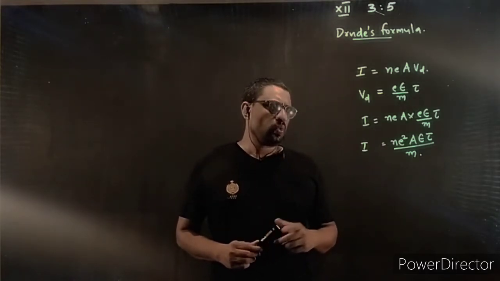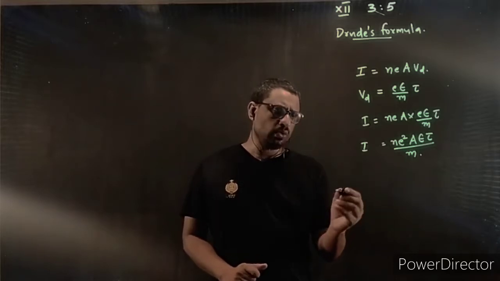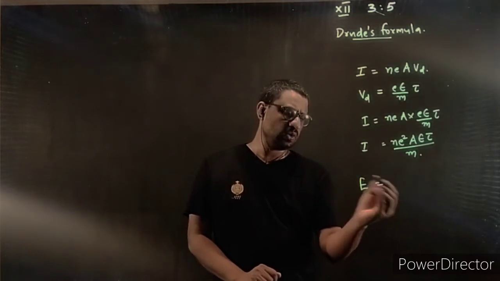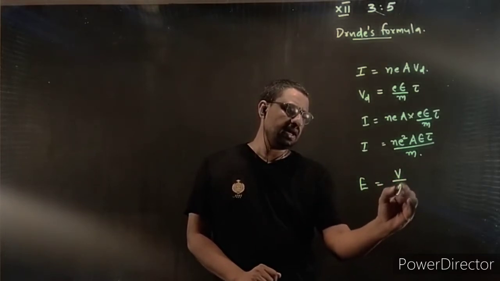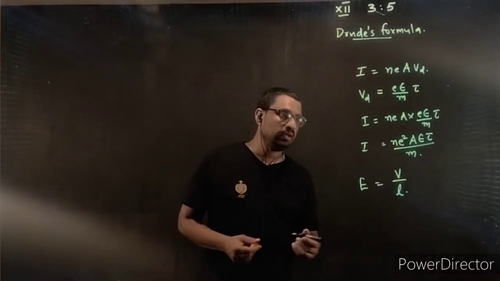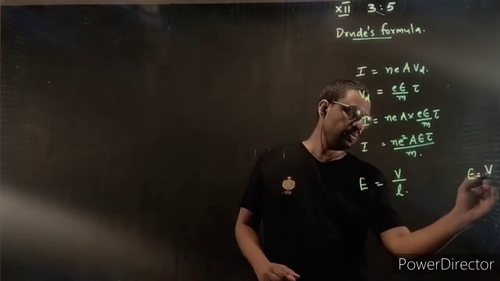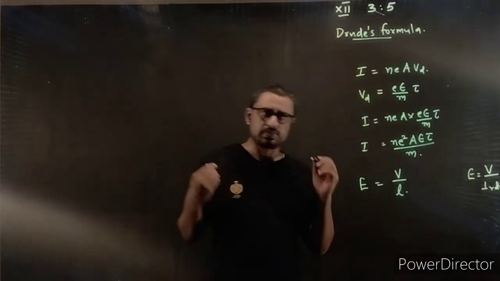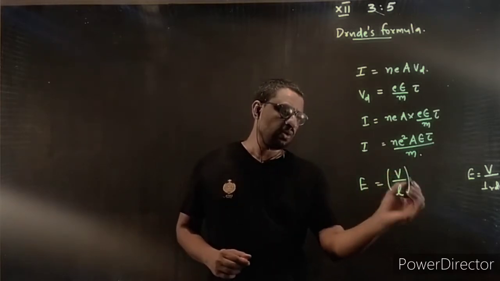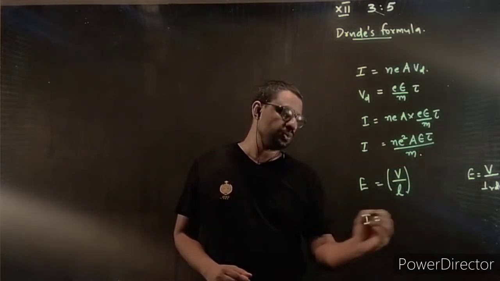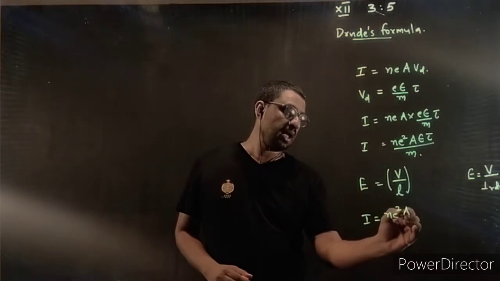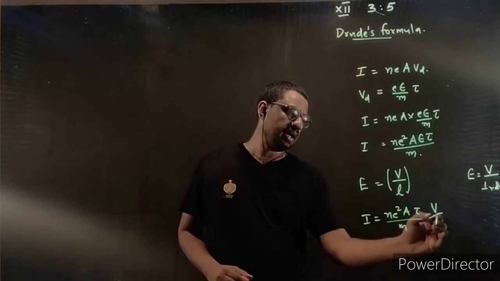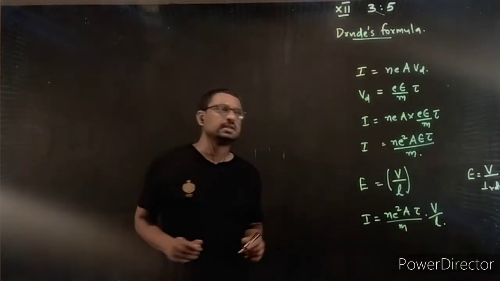Now, already we know electric field is related with potential difference as electric field is equal to V by L. You remember E equal to dV by dr? Is equal to potential difference divided by perpendicular distance. There was one equation like that. In potential we studied it. So how can you substitute it here? I equal to Ne square A tau by m into V by L, isn't it? Okay, that's all.